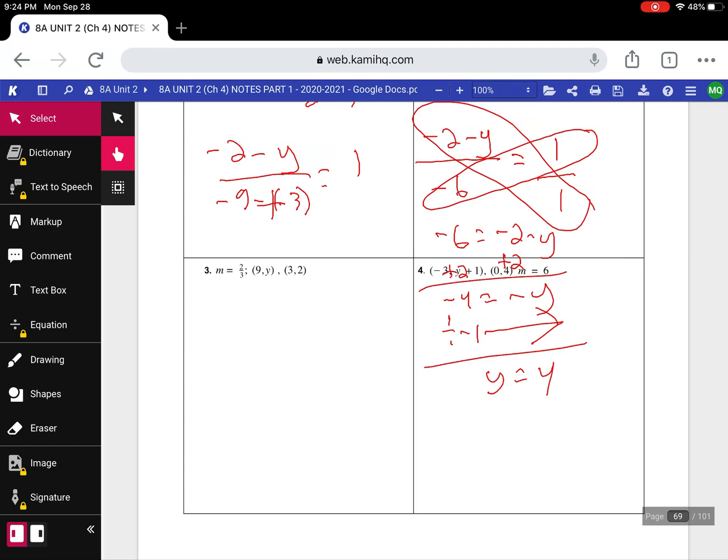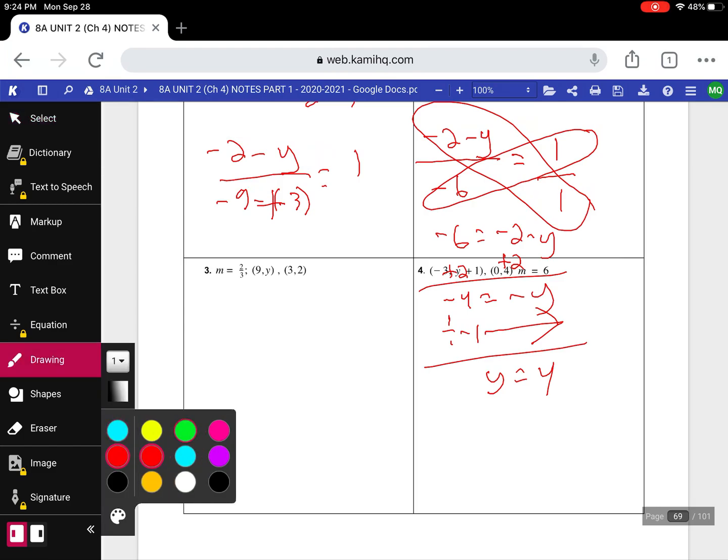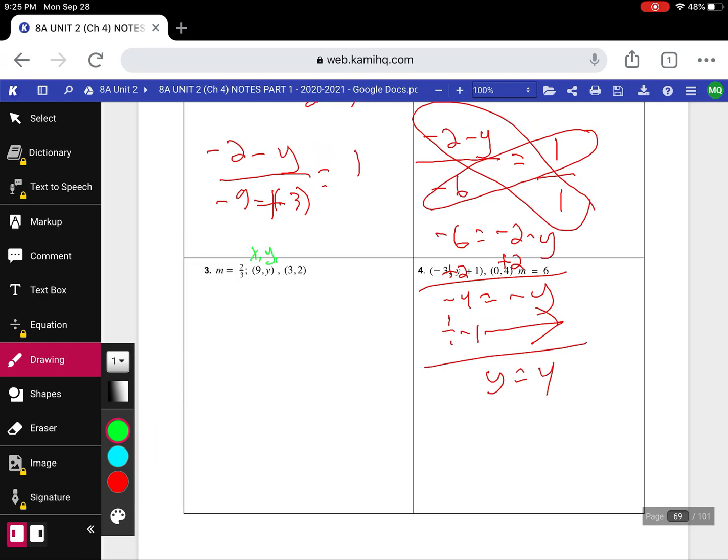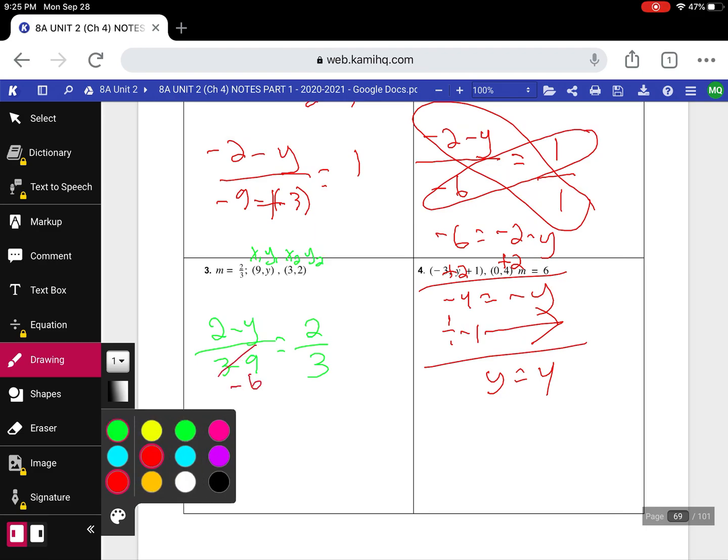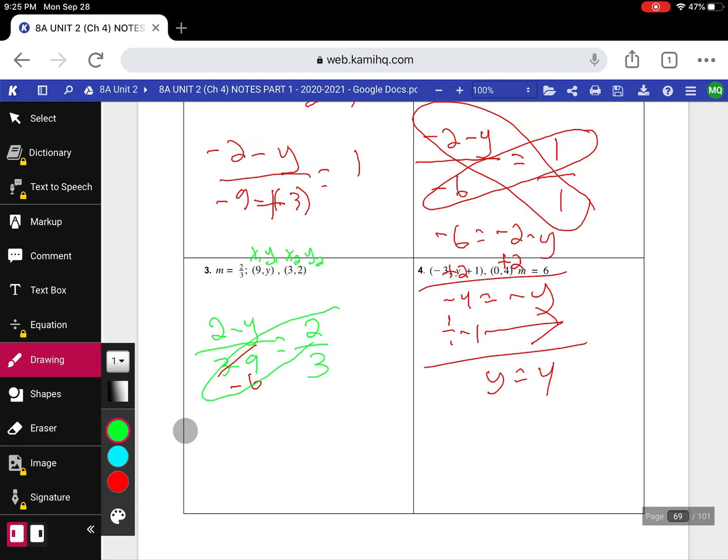Okay, let's try one more here. And I think that'll be enough then for today. Let me just change colors here so we can get some variety. I'm going to label x1, y1, x2, y2. Okay, we've got y2 minus y1. That's going to be 2 minus y over 3 minus 9 equals my slope, which is 2/3. Okay? We know 3 minus 9 is -6. Let's just change that so we can see it. So -6. And now I'm going to do my cross products.